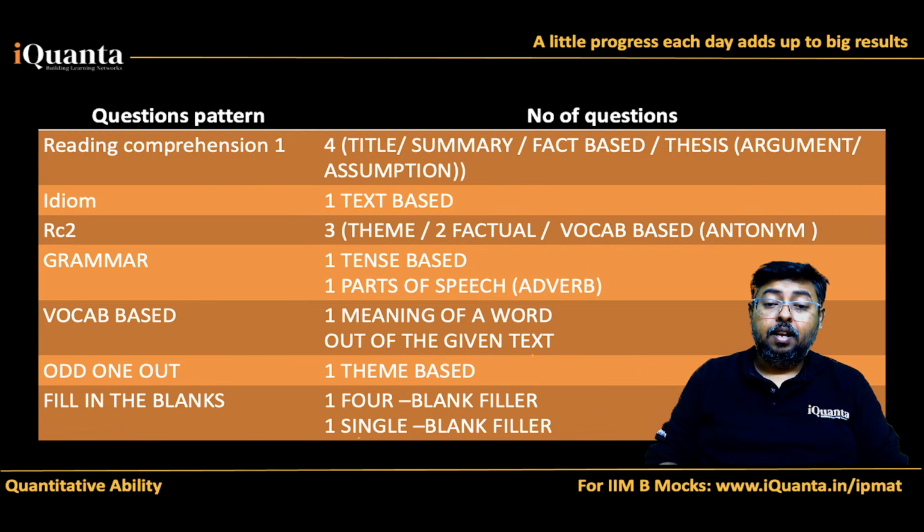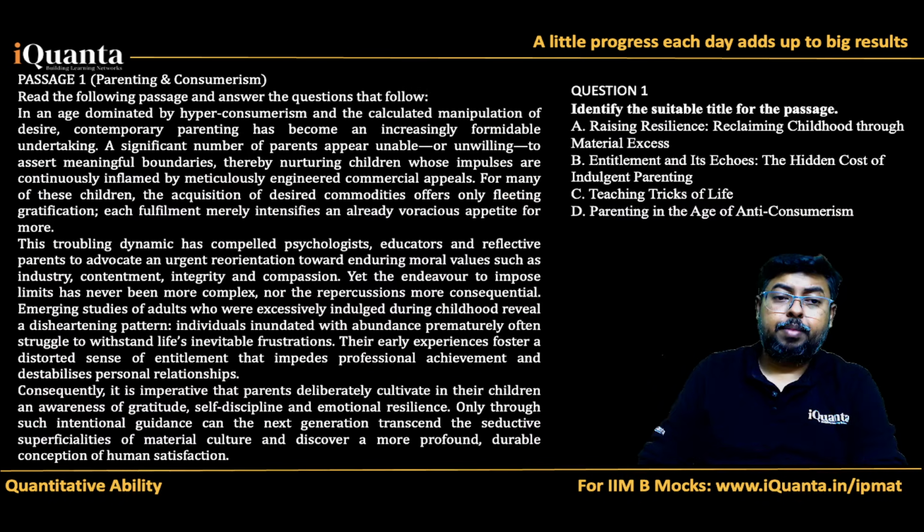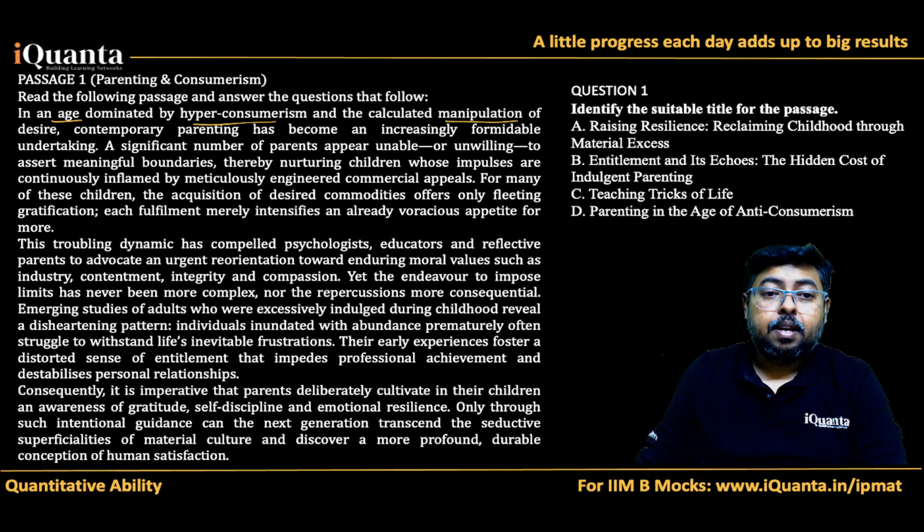आगे चलते हैं, देखते हैं क्या क्वेश्चन आया था. So the very first thing, as I said, was a reading comprehension. जल्दी से पढ़ लेते हैं इसे. In an age dominated by hyper-consumerism and the calculated manipulation of desire. Okay, so remember, we are talking about some age. ठीक है? What kind of age is that? The age is which is dominated by hyper-consumerism and calculated manipulation. तो मतलब अच्छा नहीं दिख रहा मेरे को, है ना? Manipulation of desire. ठीक है?